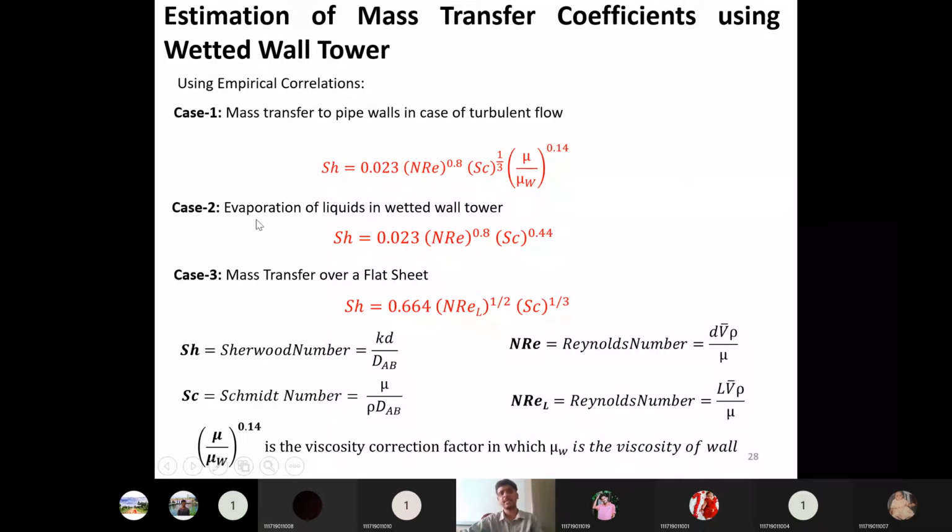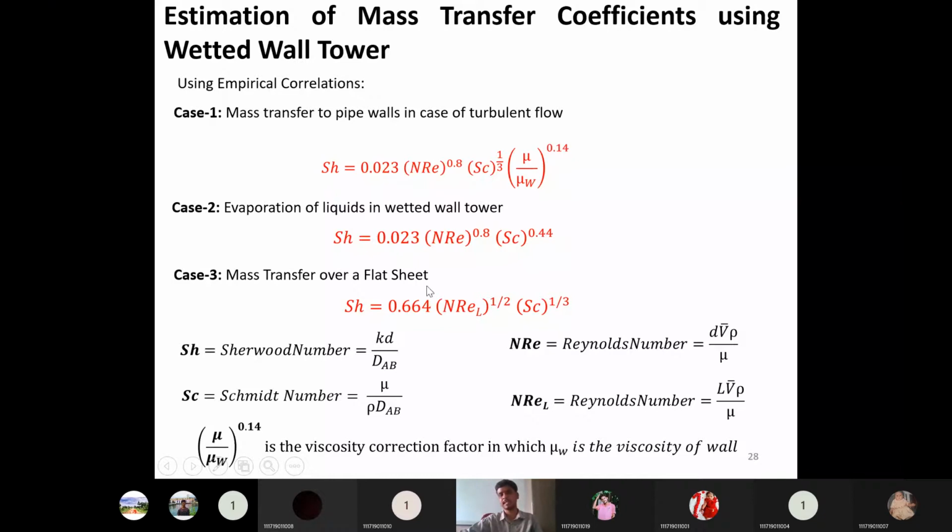Then the second case is evaporation of liquid in a wetted wall tower. In this particular case, this equation is valid, which is Sherwood number is equal to 0.023, Reynolds number to the power 0.8, Schmidt number to the power 0.44.